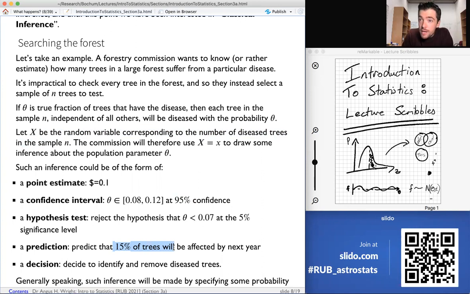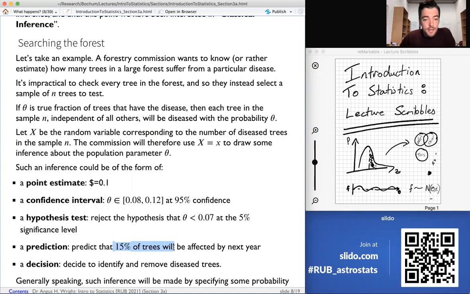And the last one is that you could just use it to define a decision, which is not just a more nebulous thing, but rather a more finite thing of saying, I don't really care what exactly the value of theta is, but I'm going to take the estimate that I have of theta and use that estimate to make a decision that, all right, this is higher than I am comfortable with. We're going to systematically go through and rip out every tree that's diseased in the forest.